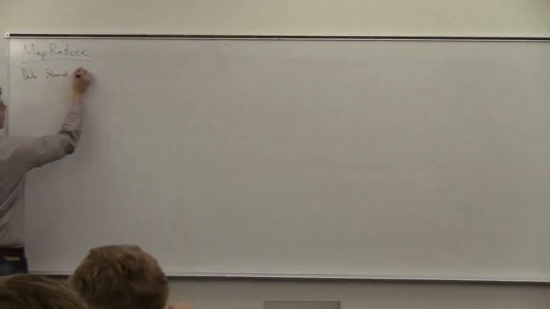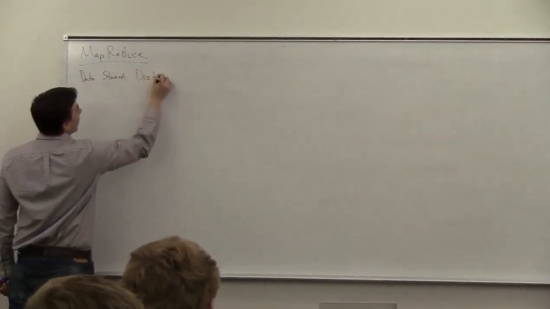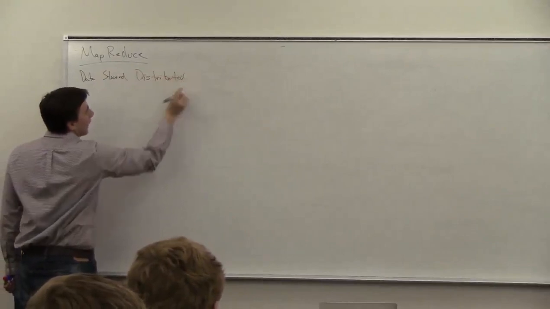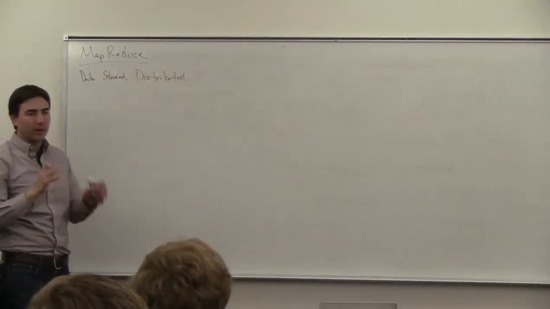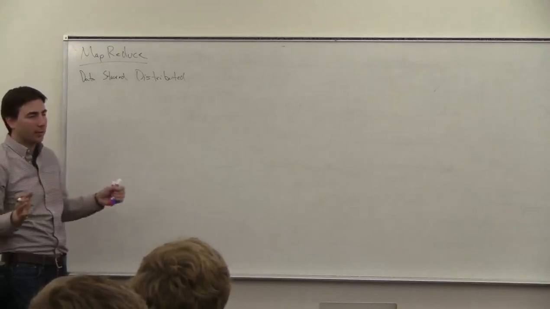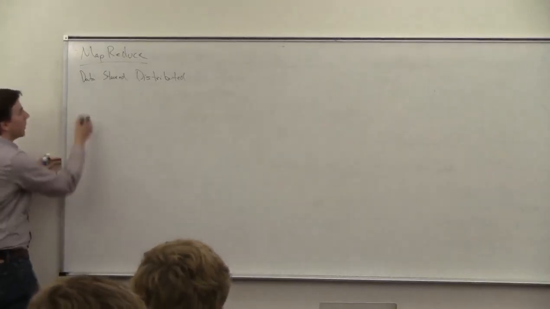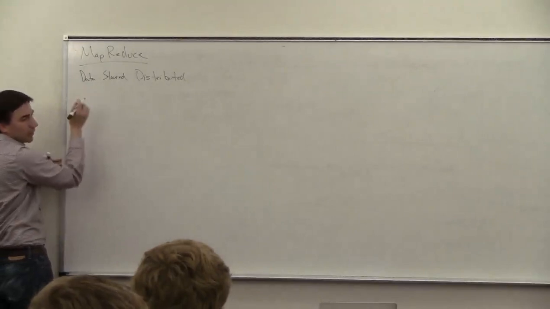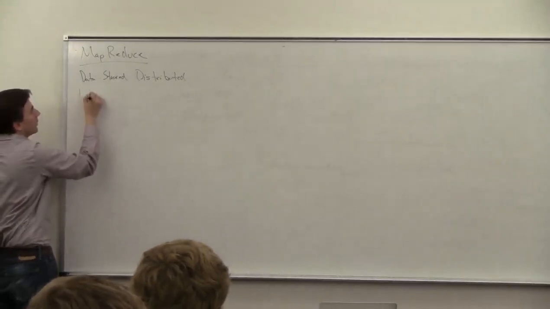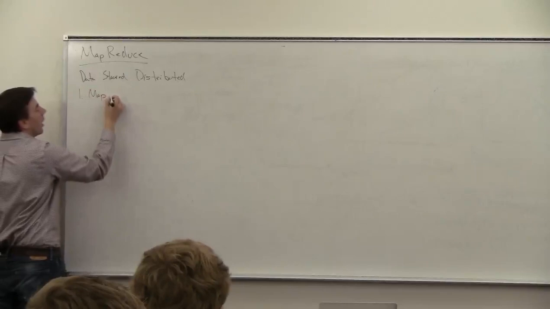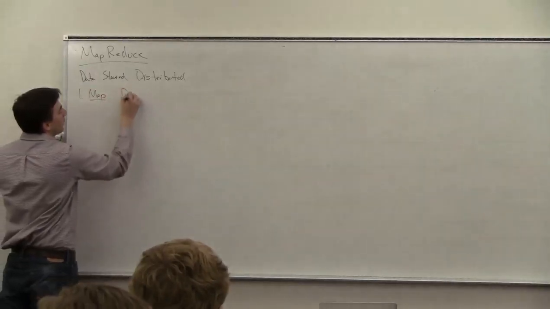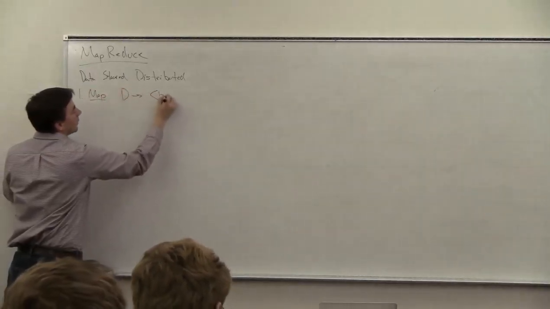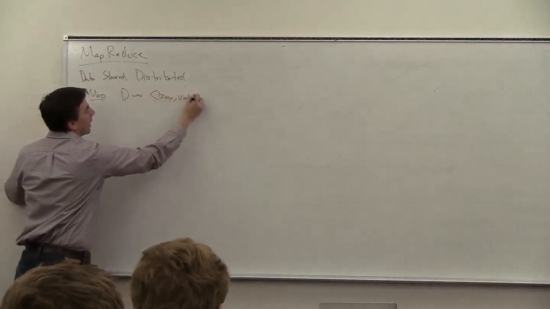So the idea is your data is stored distributed. This data is going to be stored and replicated in ways that you don't have to worry about, but it's already on a bunch of machines. And what you need to worry about is just these two steps. The first step is the map step, and this takes your data and converts it into key value pairs.